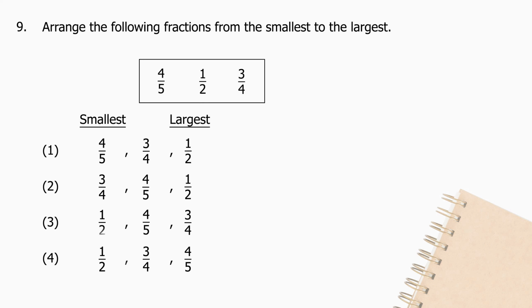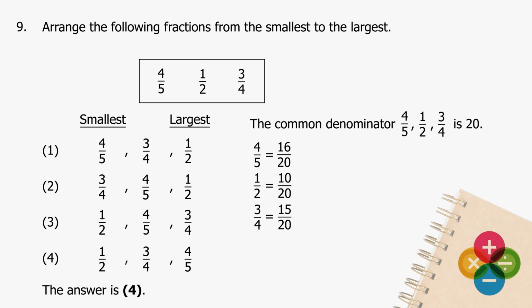Question 9. Arrange the following fractions from the smallest to the largest. 4/5, half, 3/4. You will need to convert the three fractions to a common denominator for easier comparison. The common denominator for the three fractions will be 20. Converting 4/5 to a denominator of 20, the fraction will be 16 over 20. Half will be 10 over 20, and 3/4 will be 15 over 20. The fractions can be arranged in this order: half, 3/4 and 4/5. The answer is 4.